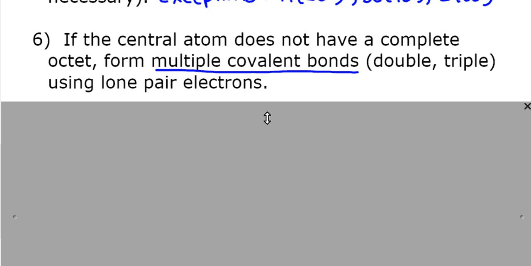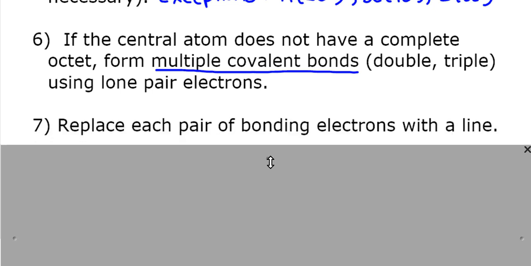Last step, when you're done steps 1 to 5 or 6, then you're going to replace your dots with lines, so it's got a proper bonding structure. So let's take a look and try out some examples, and you can see some different cases for structures.